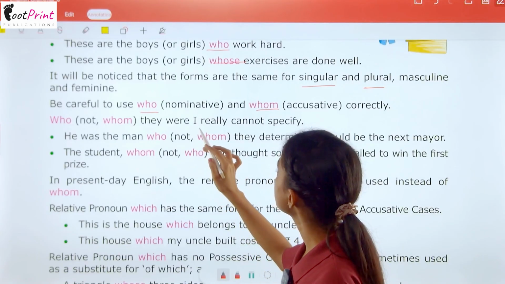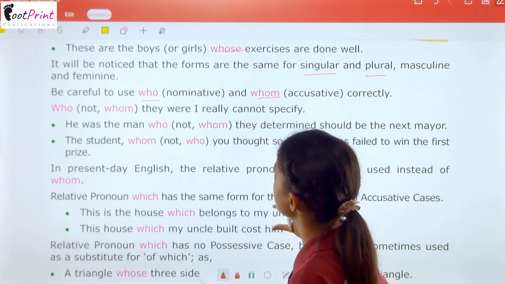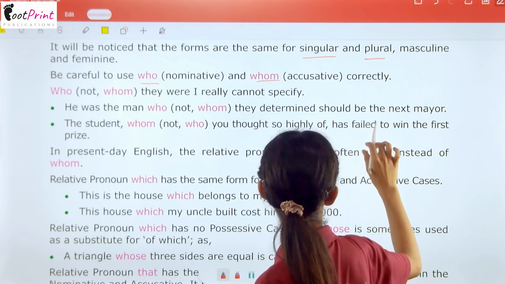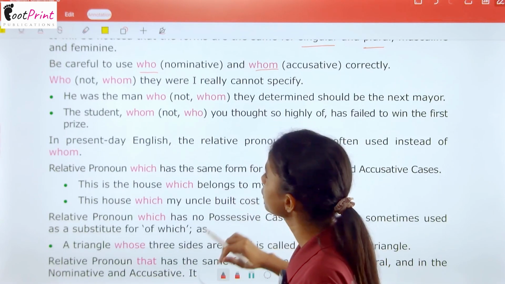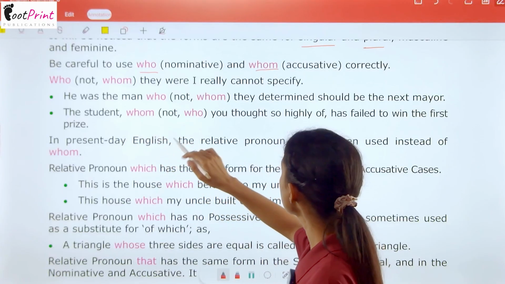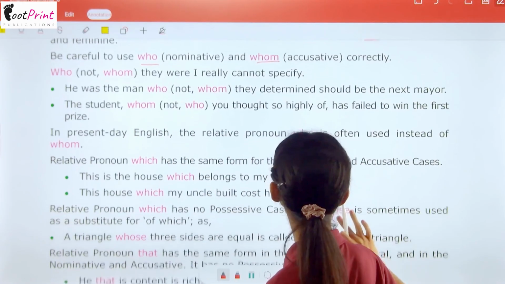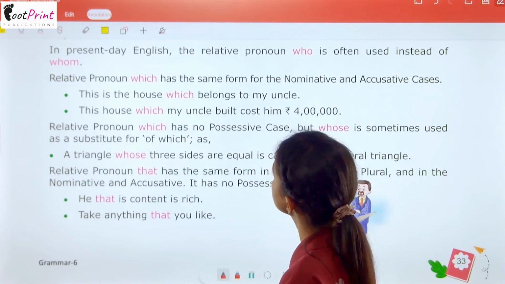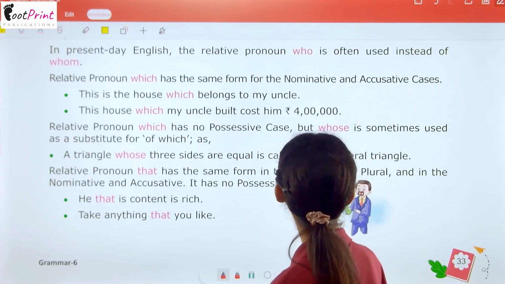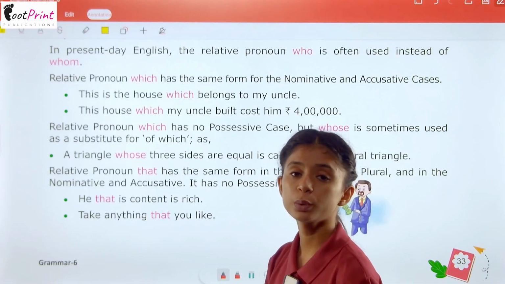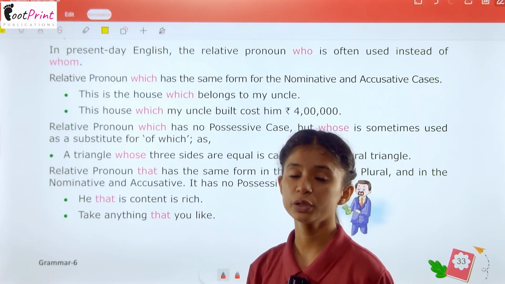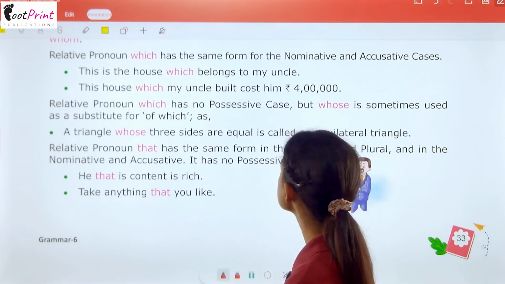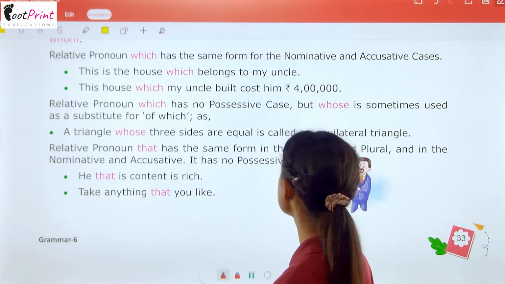Who they were, I really cannot specify. He was the man who they determined should be the next mayor. Okay, and the student whom you thought so highly of has failed to win the first prize. So in present day English, the relative pronoun who is often used instead of whom. So instead of whom, in the present day we are using who a lot. The relative pronoun which has the same form for the nominative and accusative case.